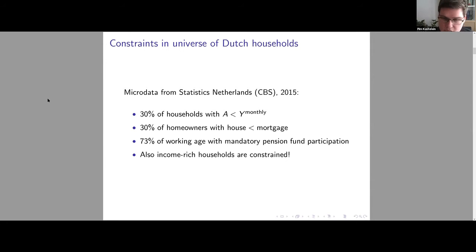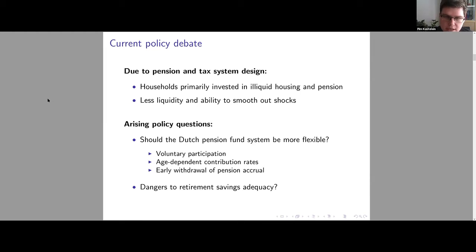And crucially, not just poor people, quote unquote, are constrained in these dimensions, but also very income-rich households have these kinds of portfolios. So there is a lot of policy debate going on here, whether maybe the system is too rigid. We see that households are primarily invested in these illiquid housing and pensions, and therefore have less liquidity and ability to smooth out shocks.